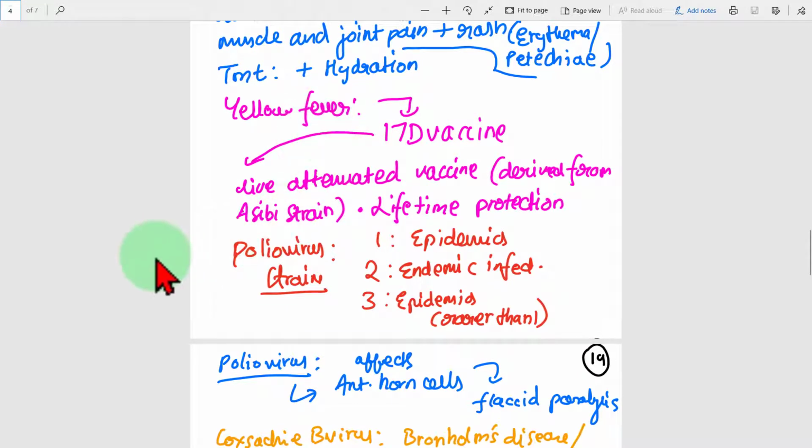Now looking at yellow fever, the vaccine that is administered is the 17D vaccine. It is a live attenuated vaccine, derived from the ASIBI strain, and it provides lifetime protection.